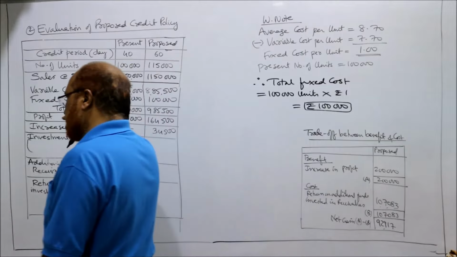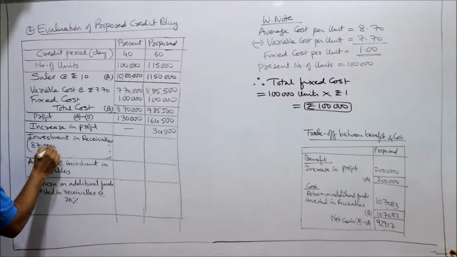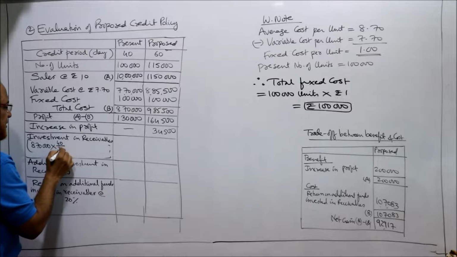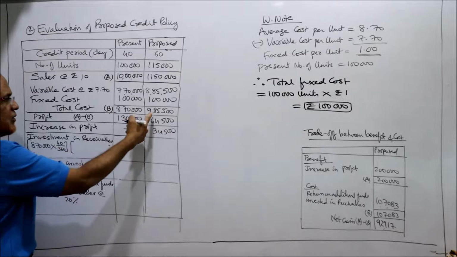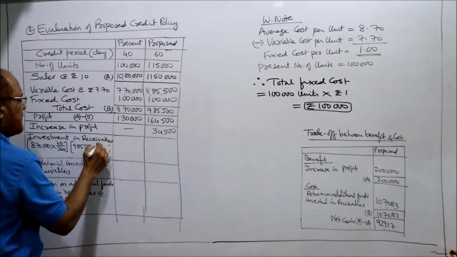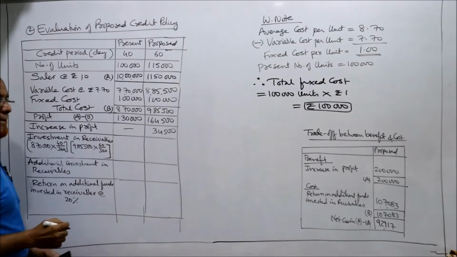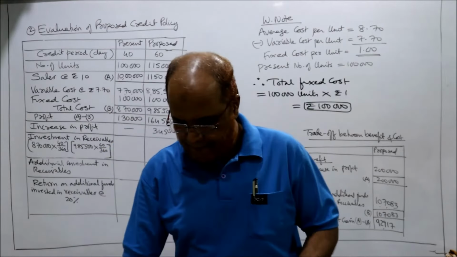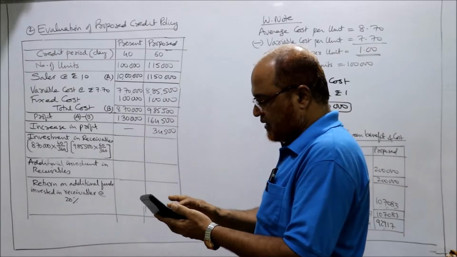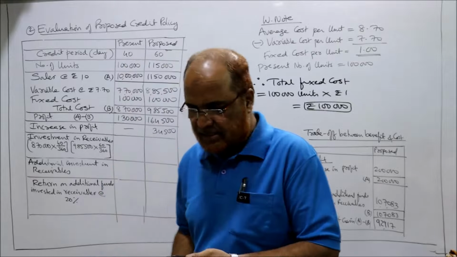Now investment in receivables. What is the total cost here? 8,70,000 into how much is the credit period allowed? 40 days. Number of days in a year? 360. Similarly, the total cost is 9,85,500 into 60 divided by 360. Now multiply 8,70,000 into 40 divided by 360. You are getting 96,667.